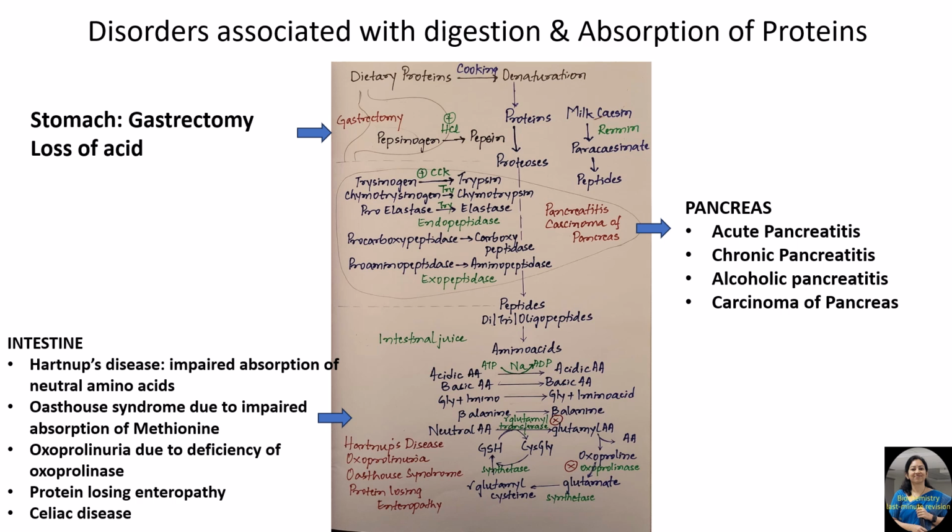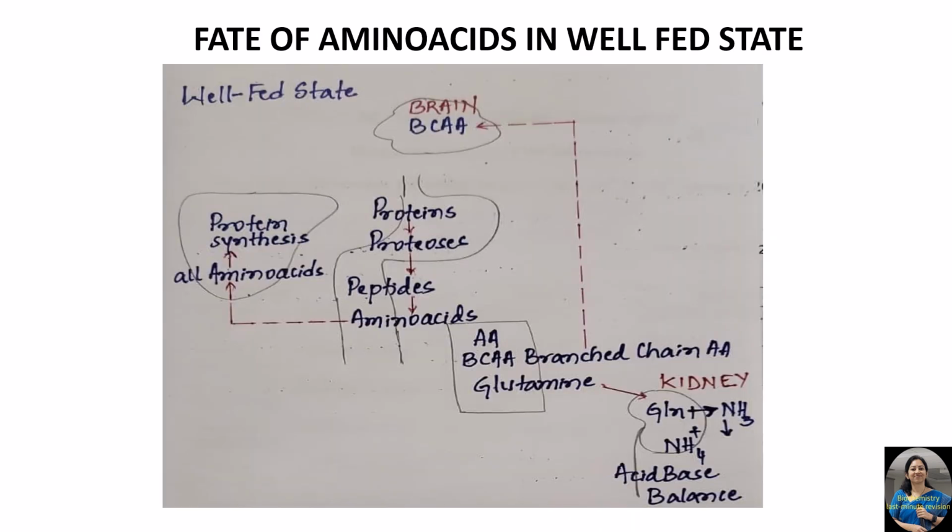Then protein losing enteropathy, where there occurs loss of proteins in the intestine resulting in hypoproteinemia, and celiac disease, characterized by villus atrophy, so there is no absorption of protein. So these are the different disorders that can impair the digestion and absorption of proteins.